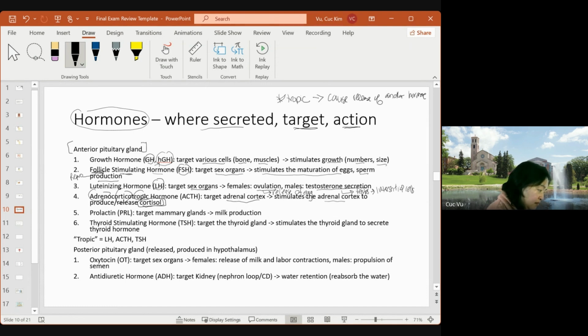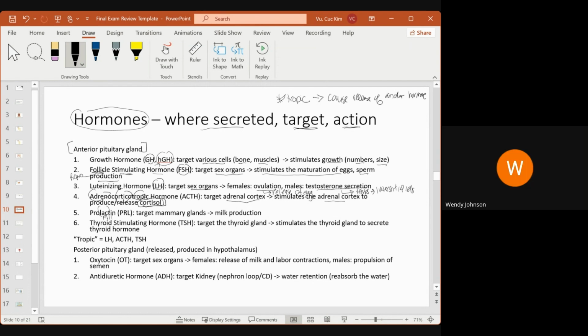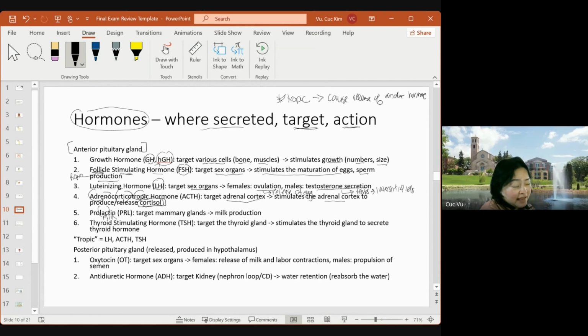Then you have prolactin. Prolactin, lactate. Anytime you see the term lactate, what does that mean? Milk? Yeah. Like if you're lactose intolerant, you can't break down the sugars in milk, lactose. So prolactin is a hormone produced by the anterior pituitary gland. It targets the breast, the mammary glands, and it's going to lead to milk production.